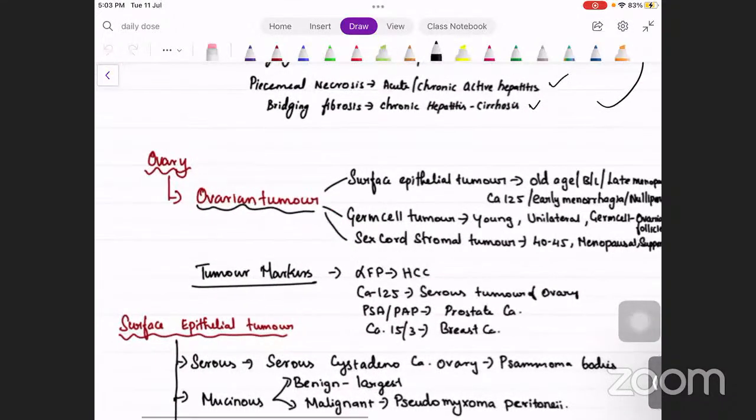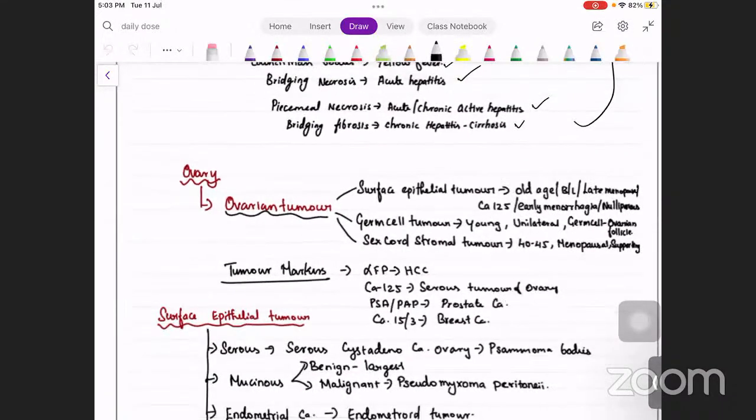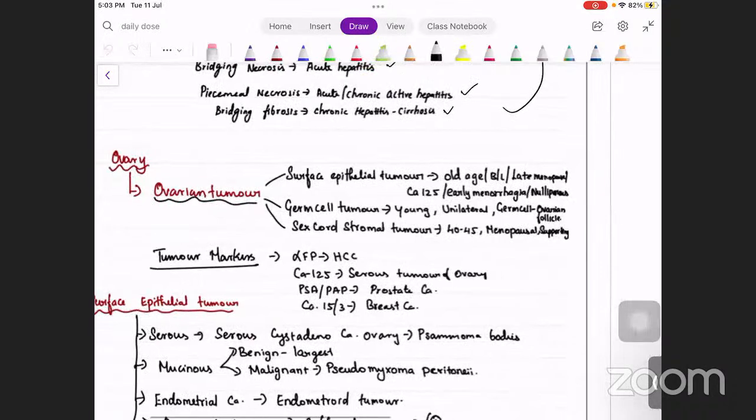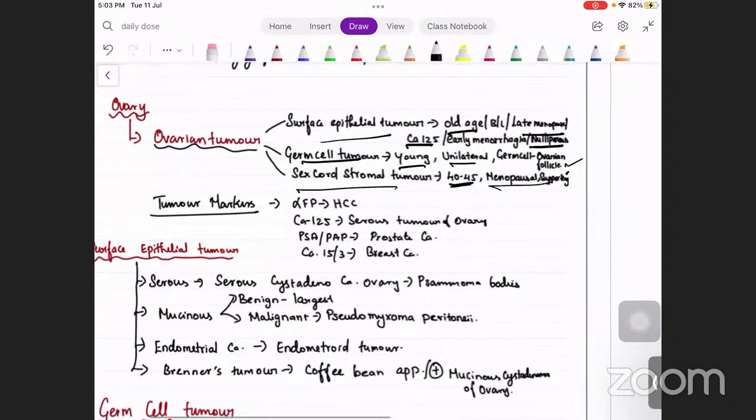Okay. Then you have the ovary. Speaking about ovarian tumors, surface epithelial tumor is associated with CA125, and you may see it in nulliparous women, late menopause, old age. Germ cell tumor, you may see in the young, unilateral, and arising in the ovarian follicle. Sex cord stromal tumor, you may see in menopausal women 40 to 45 years of age. Menopausal bleeding, you may associate with that.